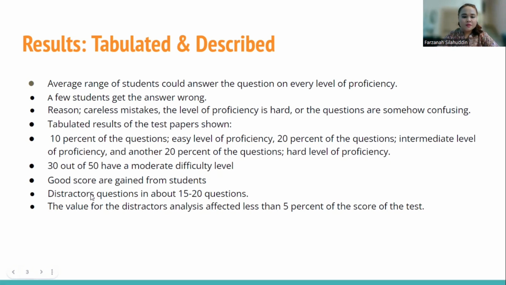And then the distractor questions are about 15 to 20 questions. This somehow needed to be changed because the value for the distractors analyzed affected less than 5% of the score of the test. However, results calculated academically are shown in an unbiased manner. It is marked, scored, and followed statistically and by the procedure.